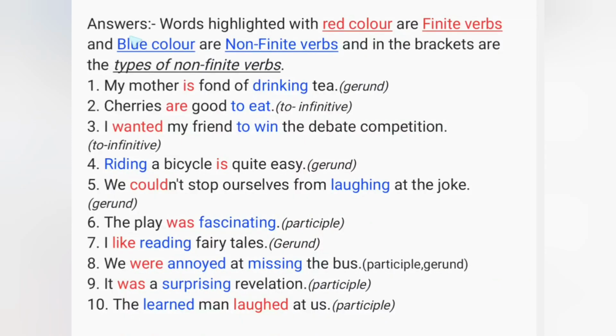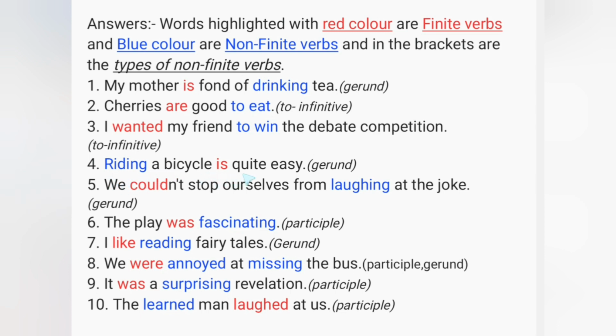Now here are the answers. Words highlighted in red are finite verbs and the words highlighted in blue are non-finite verbs. And in the brackets are the types of non-finite verbs. As you can see, my mother is fond of drinking tea. Here is is finite and drinking is a gerund, an activity. Cherries are good to eat, to infinitive. I wanted my friend to win the debate competition. To win is a to infinitive.